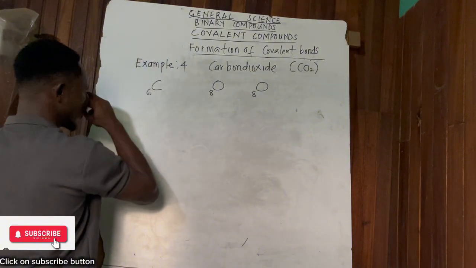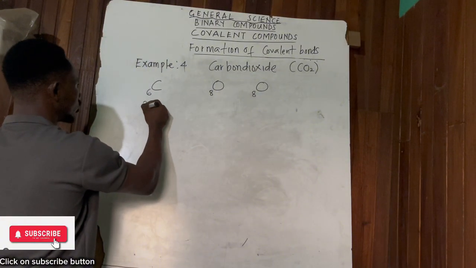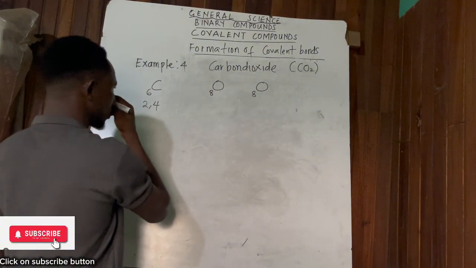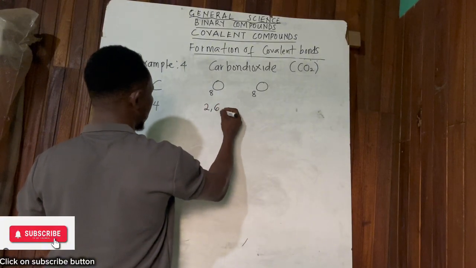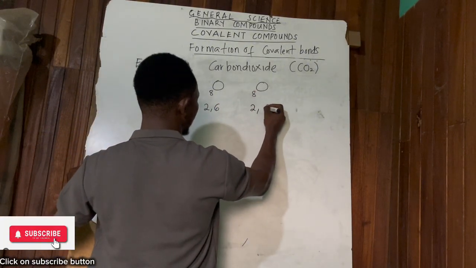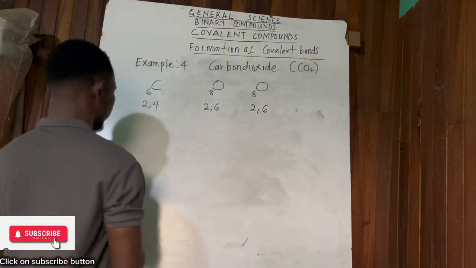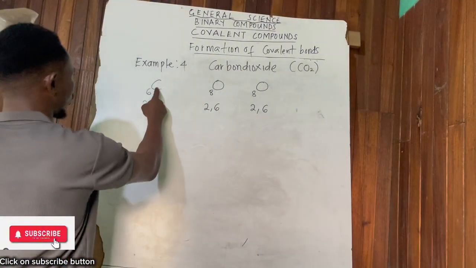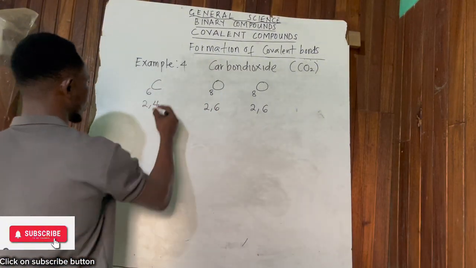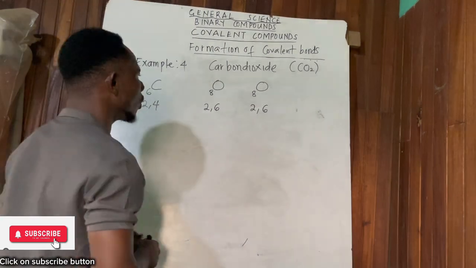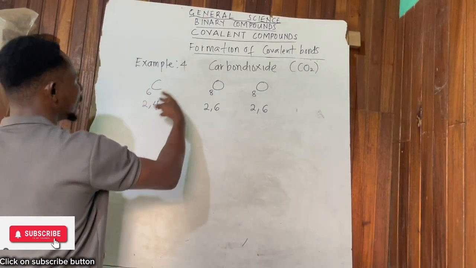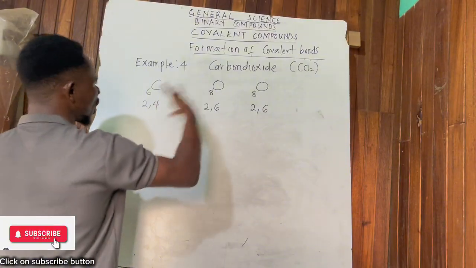Carbon 2, 4. Oxygen 2, 6. Oxygen 2, 6. Are you getting it? So let's draw for the normal carbon. Carbon needs 4 more to be stable. So this means carbon is going to do what? To share 4.